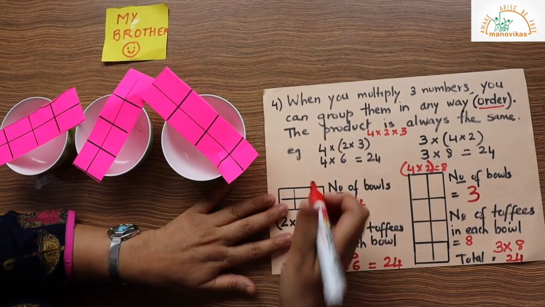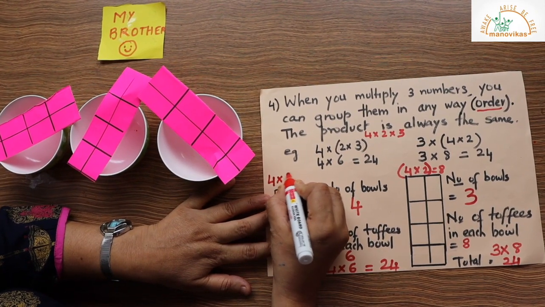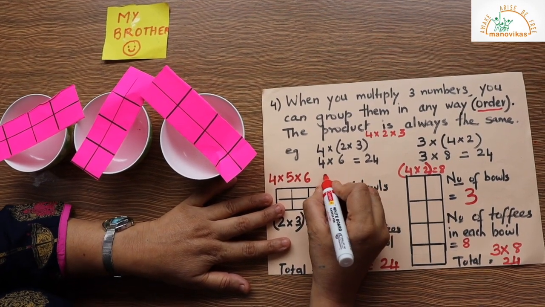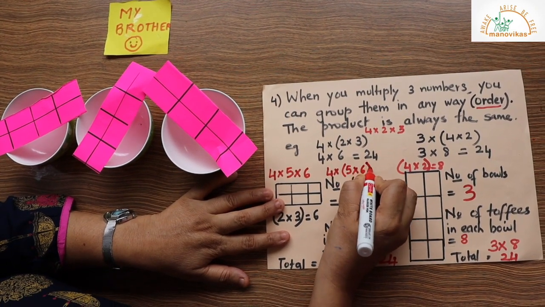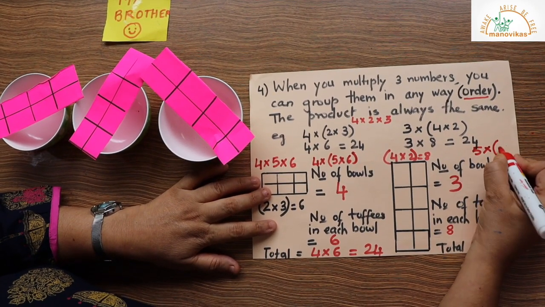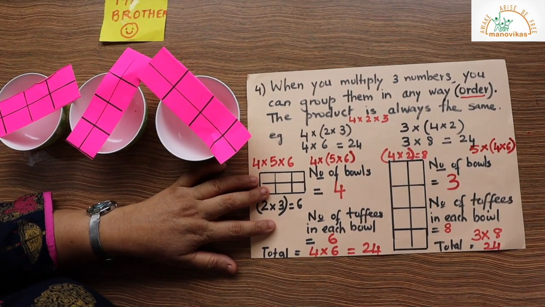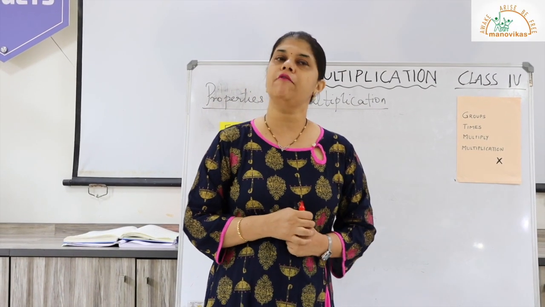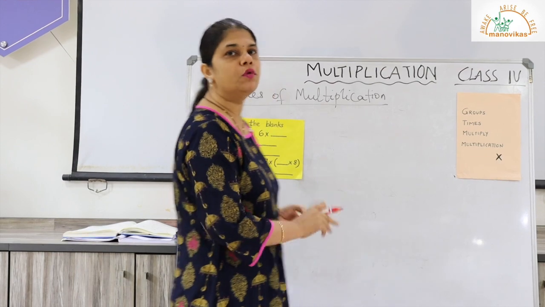Let us take one more example. Suppose I need to multiply 4 into 5 multiplied by 6. So I can either do it as 4 multiplied by 5 into 6, or I can write it as 5 multiplied by 4 into 6. The answer will be the same. Students, I hope you have very well understood the different properties of multiplication. Now we will apply the same properties to solve a few examples.